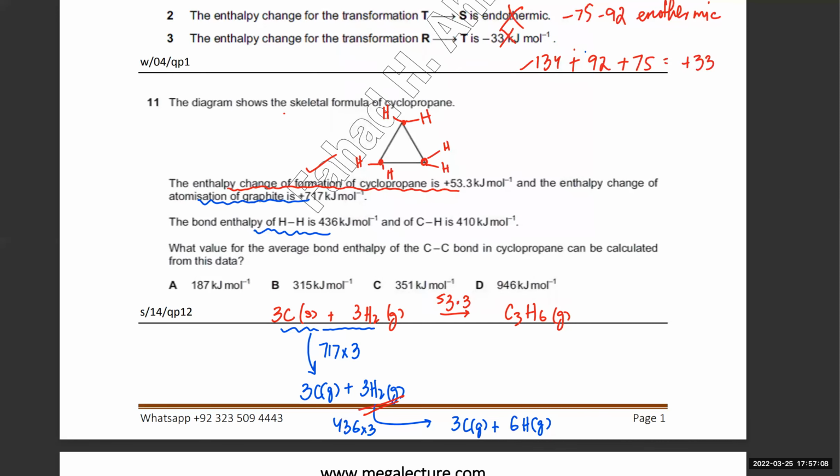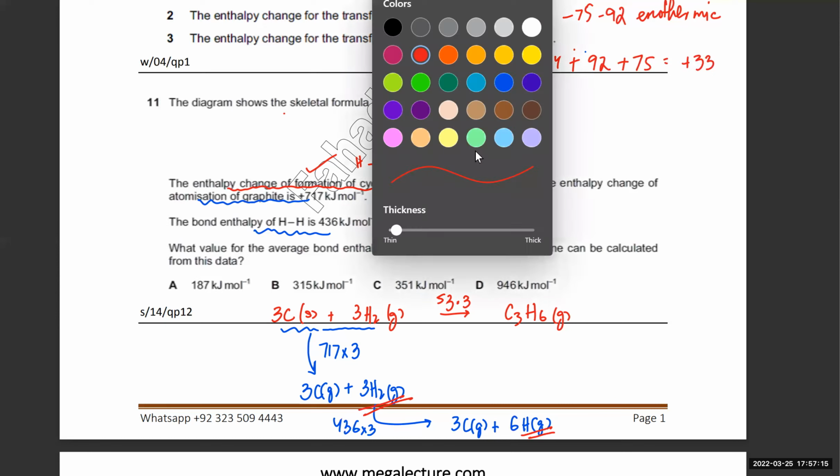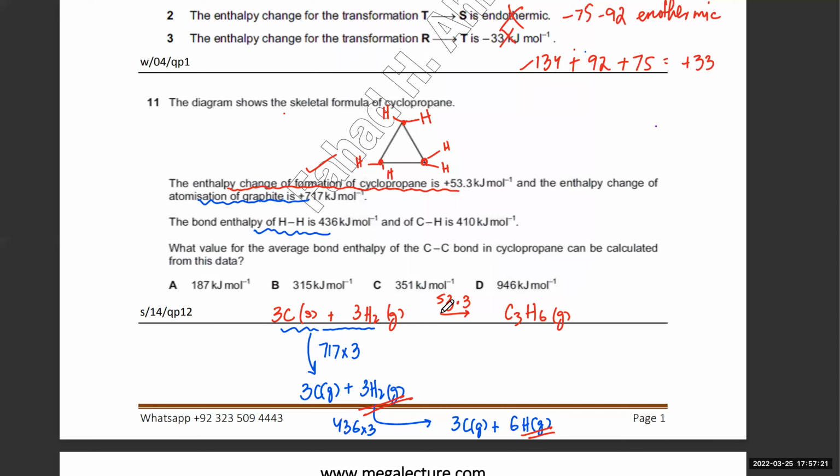Okay, so the only thing that changed over here is this part. Is that clear? Mikal, clear? Munib? Yes, sir, sorry. Yeah.